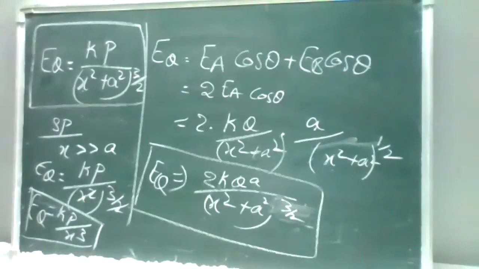Okay, kp by x cube is your equatorial relation, under the special case where x is much greater than a. When problems come, the relationship will become clear to you. Not a problem. If there are doubts, you can ask me.